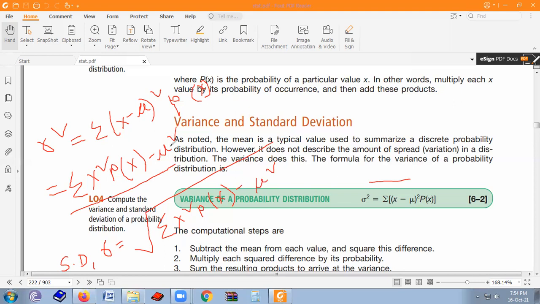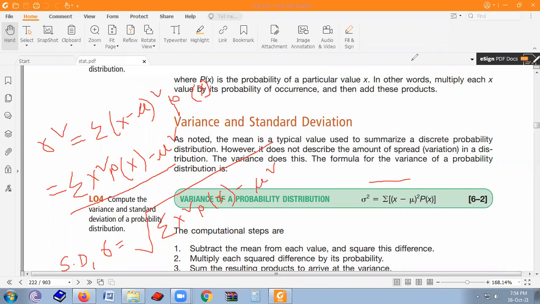So these are the three formulas for finding mean, variance, and standard deviation from a probability distribution. Today we will use these formulas for finding mean, variance, and standard deviation from given problems or maths.